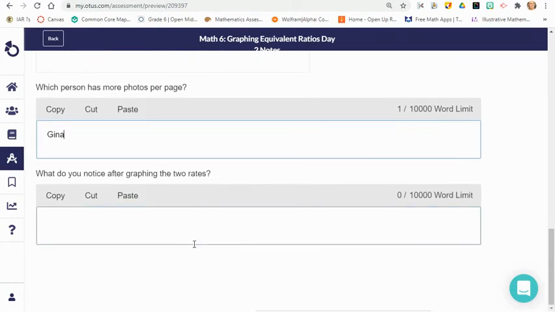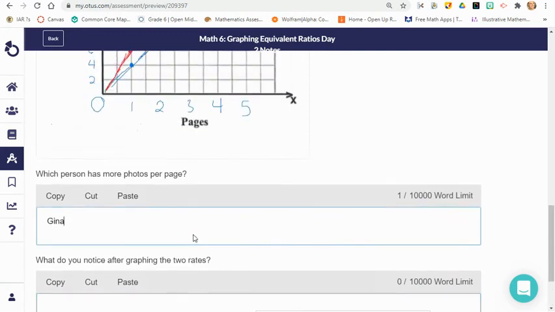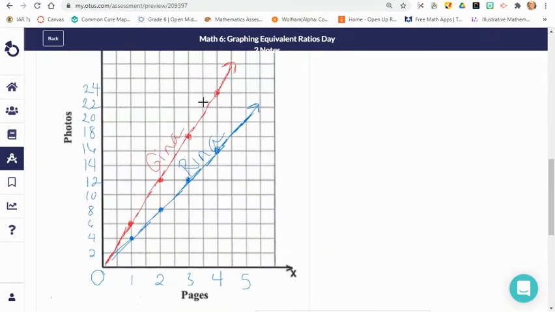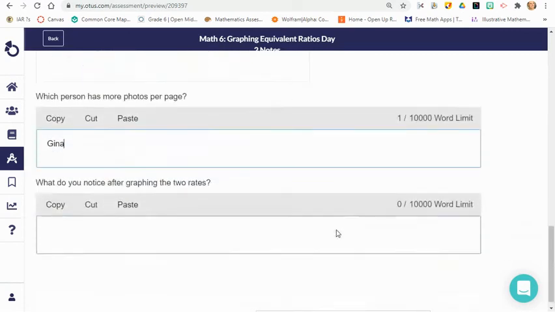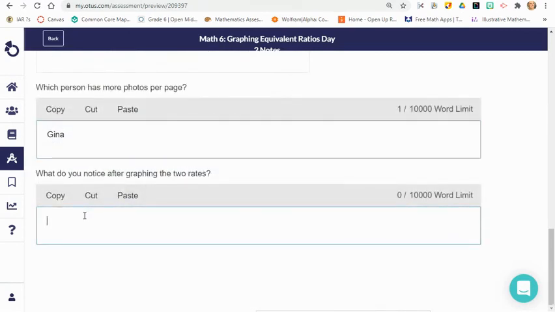And then what do you notice after graphing the two rates? Well, who's increasing faster here? It looks like Gina's number of photos is increasing faster. So Gina's number of photos is increasing faster.